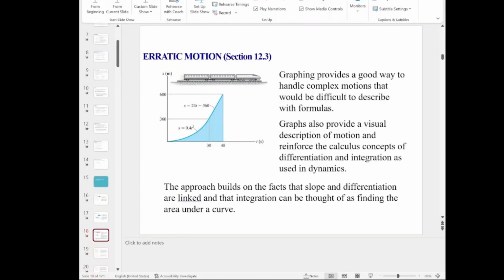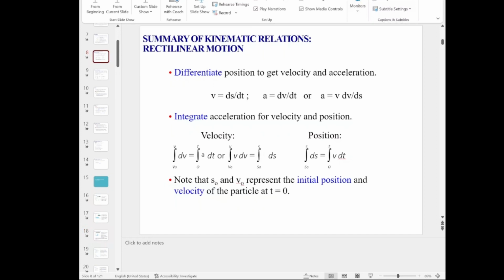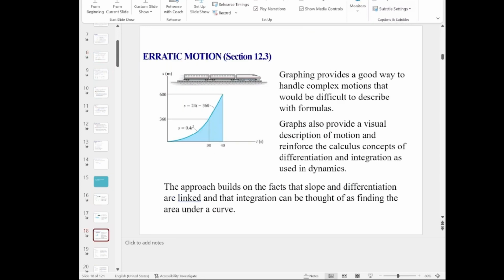Okay, so here's another example. In this case, the train's position is a function of time. So depending upon what we're looking for, if we're looking for velocity, in that case, it's just the derivative of the function, ds/dt. And just in general, the slope is essentially the derivative of this function, and the integral is the area under that curve.